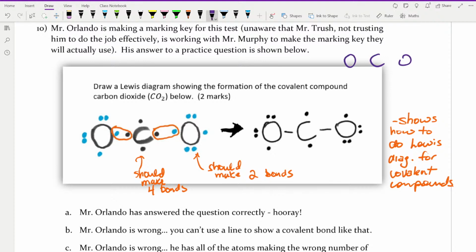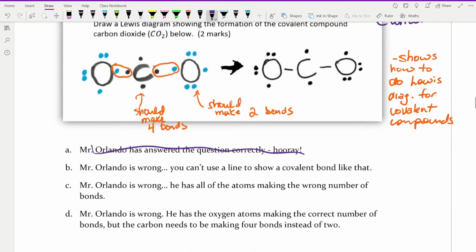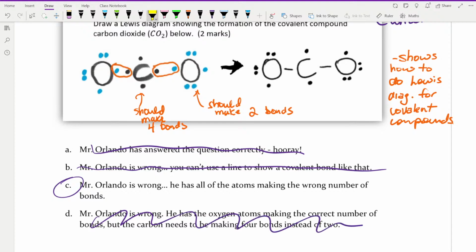So this should be carbon, oxygen, oxygen. Carbon, that's only 1 bond to each oxygen, so 2 and 2. 4 bonds for carbon, 2 bonds for each oxygen. And that would leave each oxygen with 4 electrons that it doesn't share, but just has to itself. That would be the correct version. So it's wrong, but it's wrong because it's the wrong number of bonds. I have all the atoms making the wrong number of bonds, not just oxygen.